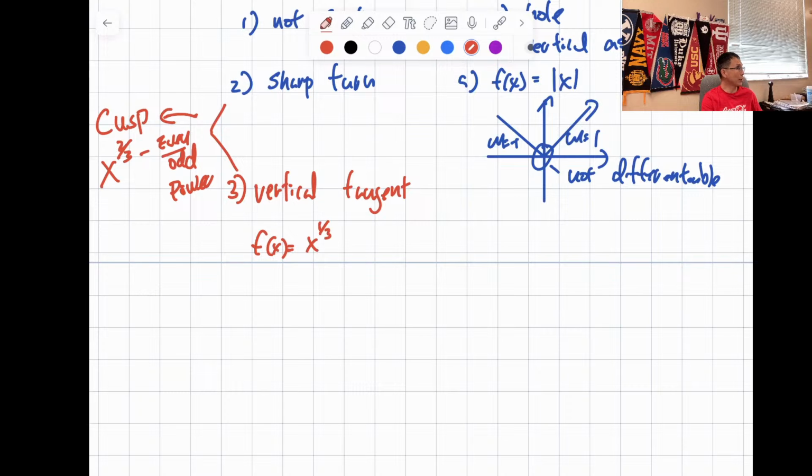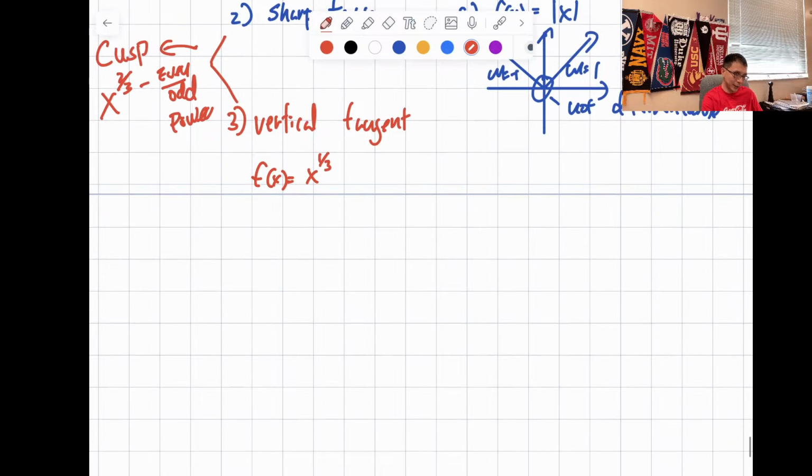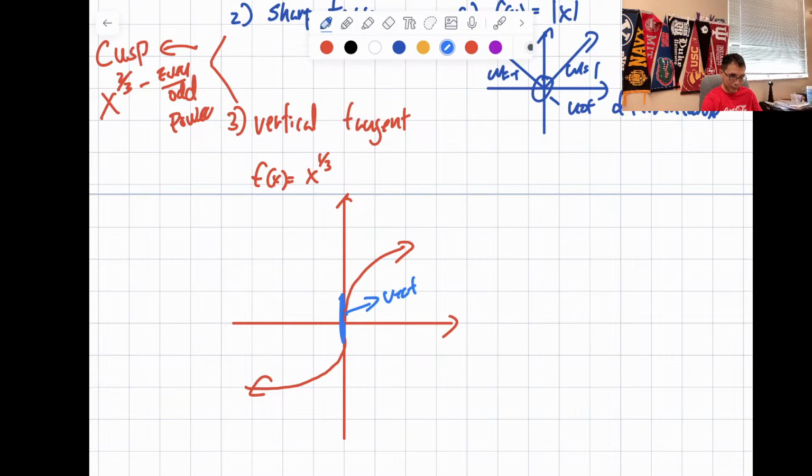So x to the 1/3 has a vertical tangent, and I'll show you what an x to the 1/3 graph looks like. We already saw one; the cusp is a vertical tangent as well. But this one's graph is going to be like this. Do you see this point has a vertical slope? That's called a vertical tangent. If you have a vertical tangent, it's automatically not differentiable.